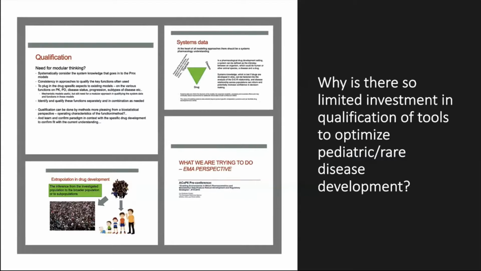One should observe that it has been a while since the EMA extrapolation reflection paper has been released. From that time already, we were strongly advising qualification of the tools that should be used in the context of extrapolation. We were already thinking about these system-related data, disease-related data, and drug-related data, and how to merge all of them together in order to reduce the unknown in the context of extrapolation.